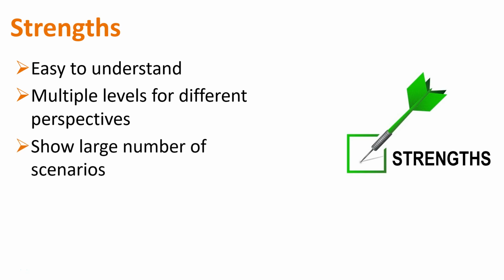Value streaming doesn't show a lot of scenarios. Flowcharts don't really show a lot of scenarios. Process modeling shows a lot of scenarios. Process modeling allows you to incorporate deviation and decision points in a way that you can show, okay, this or this can happen because of these reasons. True process modeling gives you that.